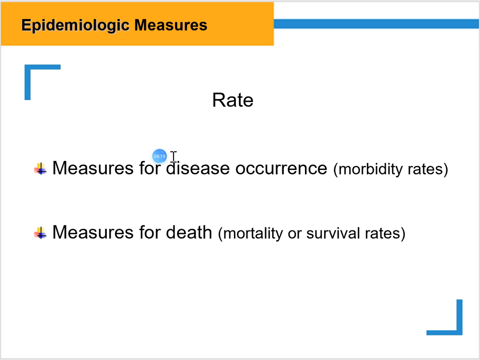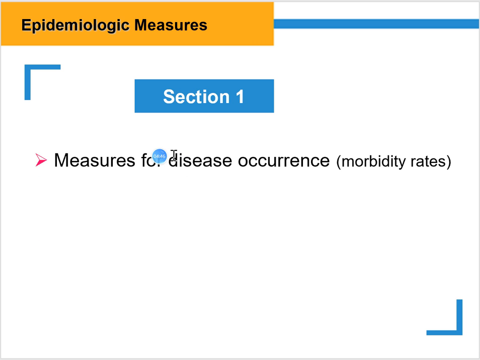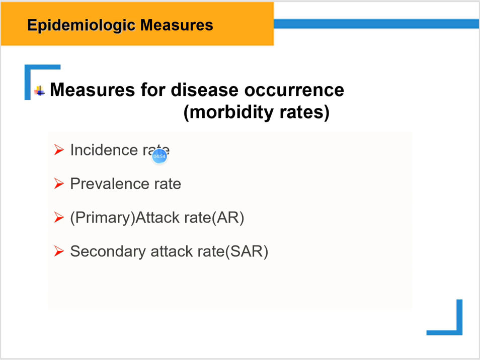There are 2 types of rate. One is measures for disease occurrence, that is morbidity rate. They can be used to describe the distribution of disease in population. Another is measures for death, that is mortality or survival rates. They can be used to describe the distribution of deaths in population. Lesson 1. Measures for disease occurrence, morbidity rates.